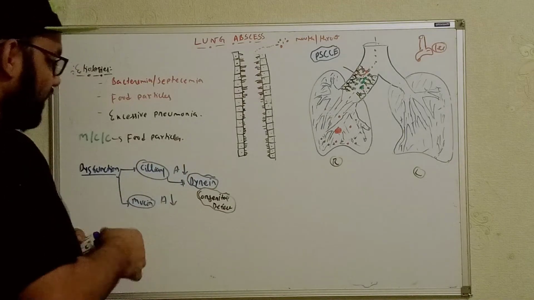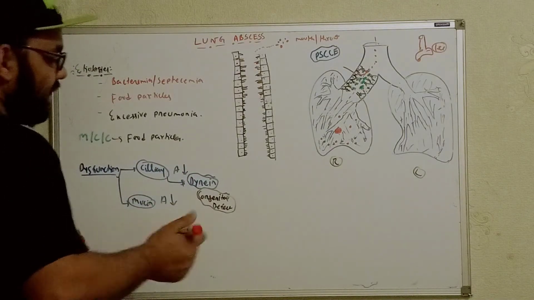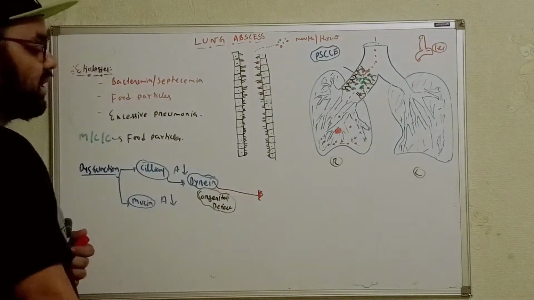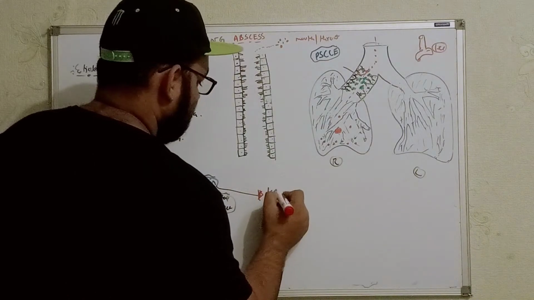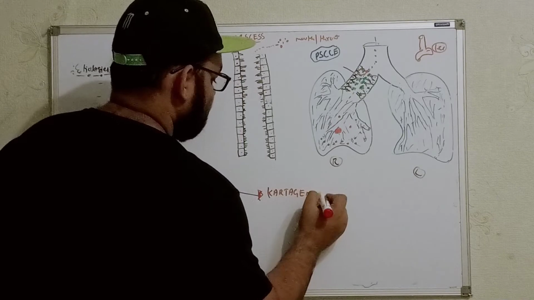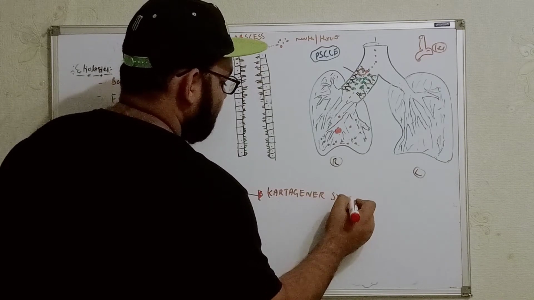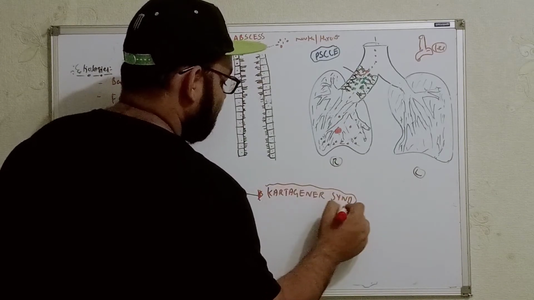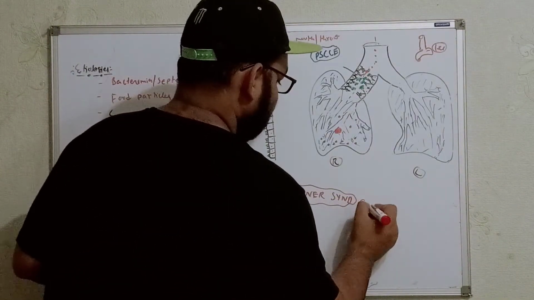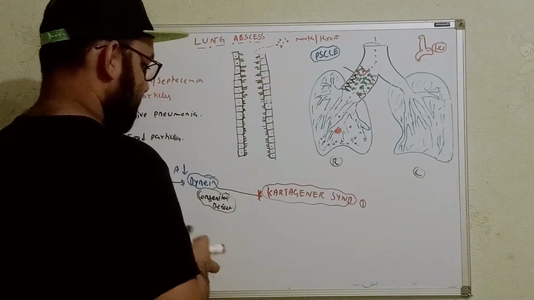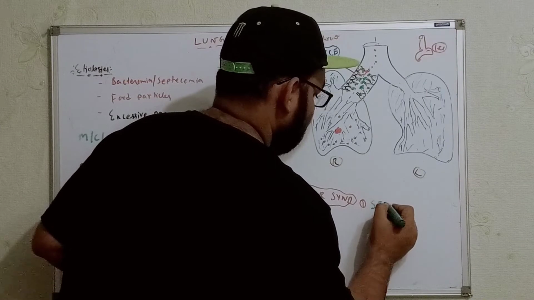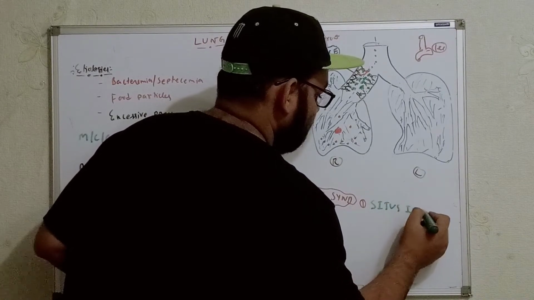Whenever the dynein protein is affected, it leads to the development of a syndrome known as Kartagener syndrome. Whatever manifestations we get in Kartagener syndrome, we get three things. The first thing we get over here is known as situs inversus.